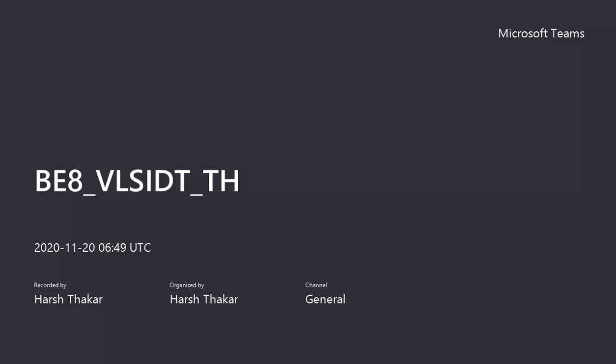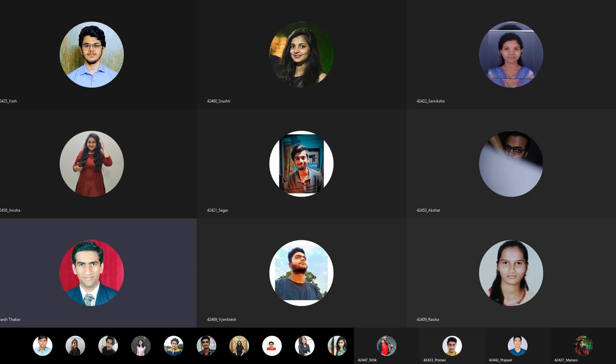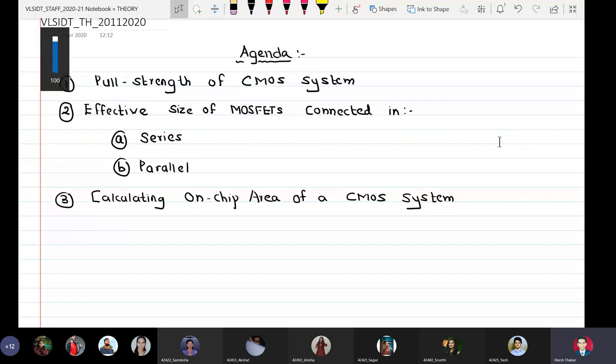Pull strength of CMOS system, effective size of MOSFETs when connected in series and in parallel, and calculating the on-chip area of a CMOS system. The purpose of discussing topic number 3 is to justify why, when a VLSI fabrication engineer is given a choice between NAND gate and NOR gate as universal gates, he chooses a NAND gate. We will try to justify that today.